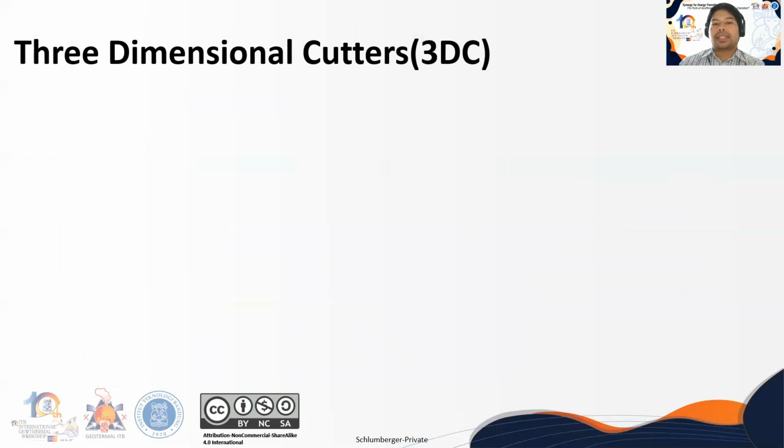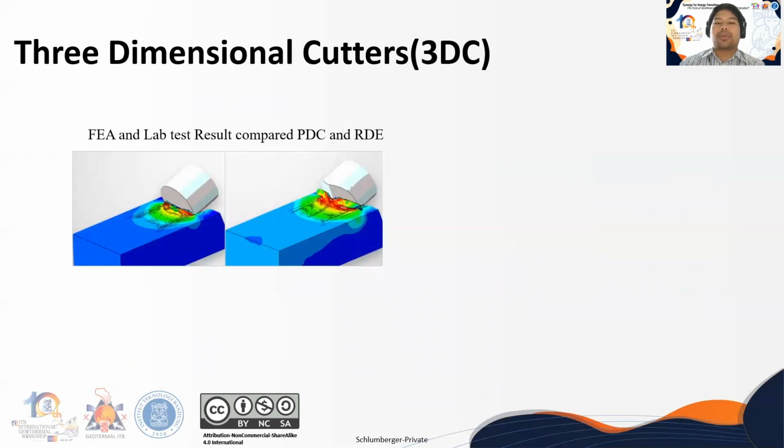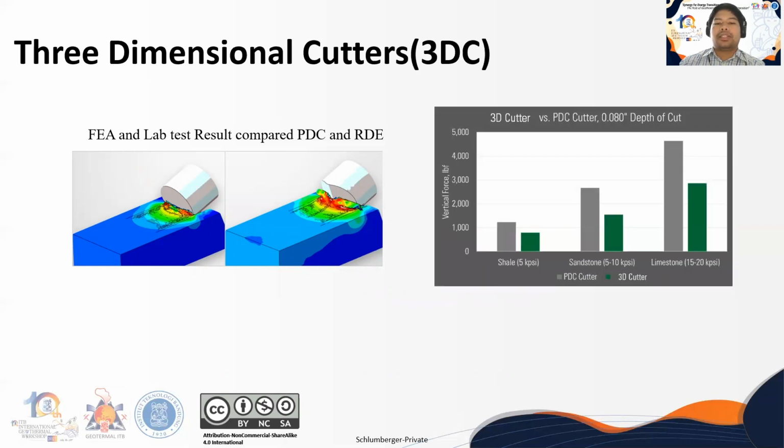The oil field service companies started to develop three-dimensional cutters a couple of years ago, and it was proven that in some applications, 3D cutters perform much better compared to conventional PDC. This picture shows the comparison between conventional PDC cutter and one of the three-dimensional cutters based on the FEA and lab test. As can be seen, the RDE cutter removed more rock compared to the conventional PDC cutter when contacting the formation. And the chart here shows the summary test between the conventional PDC and RDE cutter in different formations. The result shows that the RDE cutter needs less critical force to produce the same depth of cut as the conventional PDC cutter.